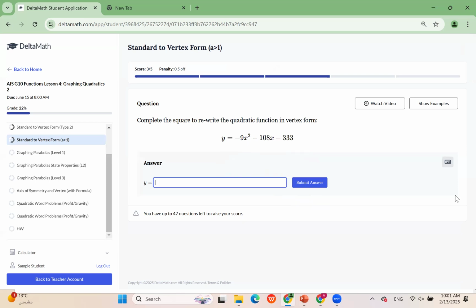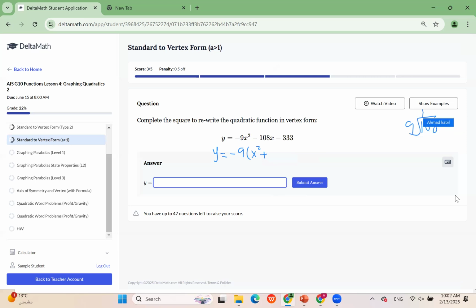So we have a more complicated problem here. Let's do one more for this video. Let's take the negative 9 out as a common factor. We have y equals negative 9 times x squared plus, so 108 divided by 9. You can do this mentally or you can do it using long division. So 108 divided by 9.